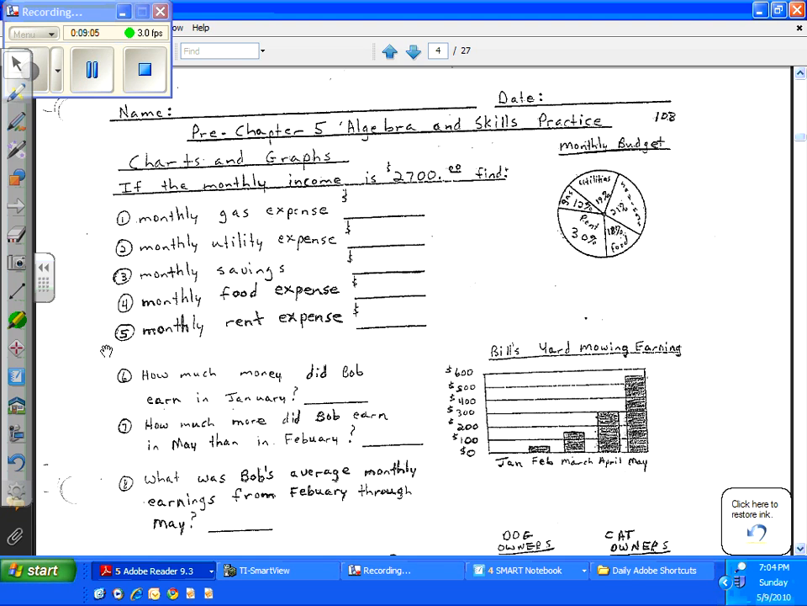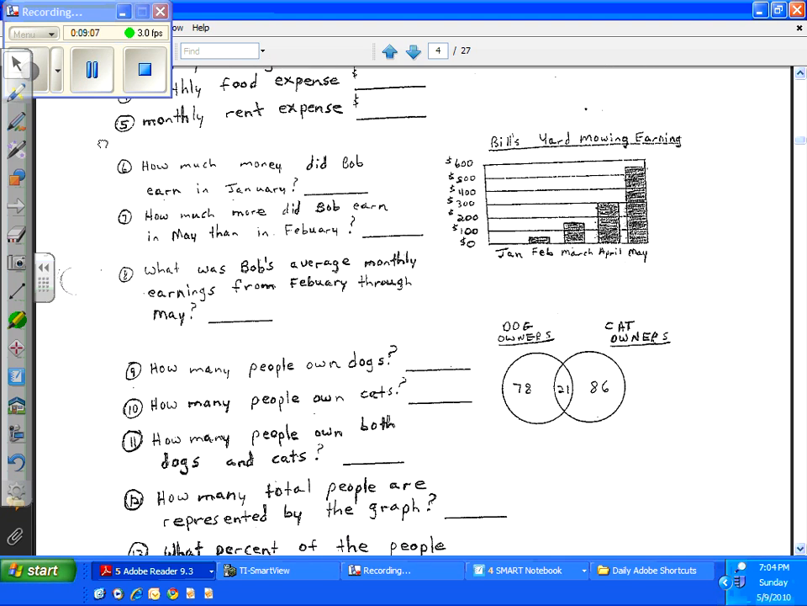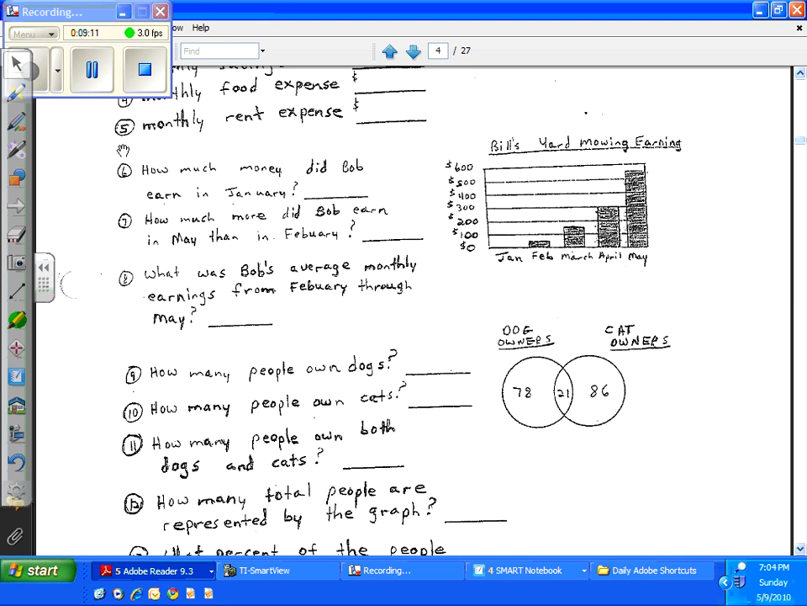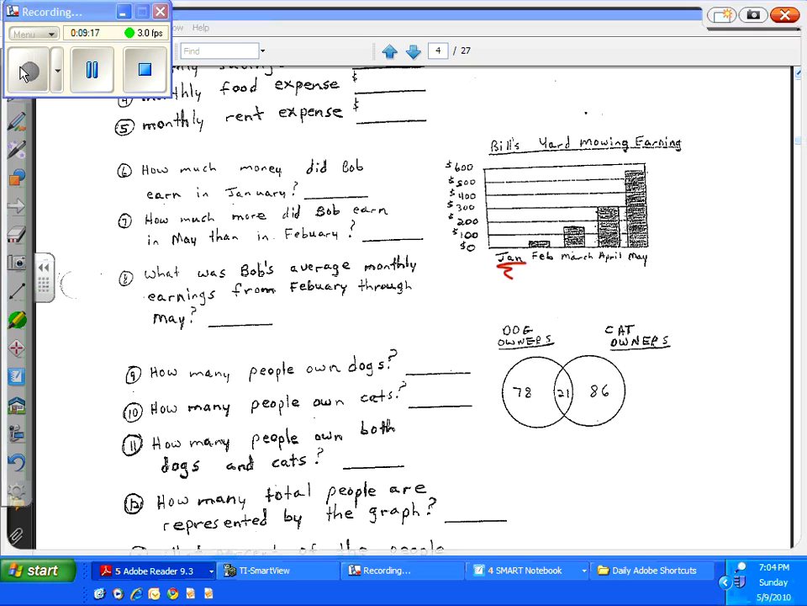There it went. Okay, let's look at this little bar graph. It says how much did Bob earn in January? We're just reading the bar graph. In January, there's not even a bar. He earned $0.